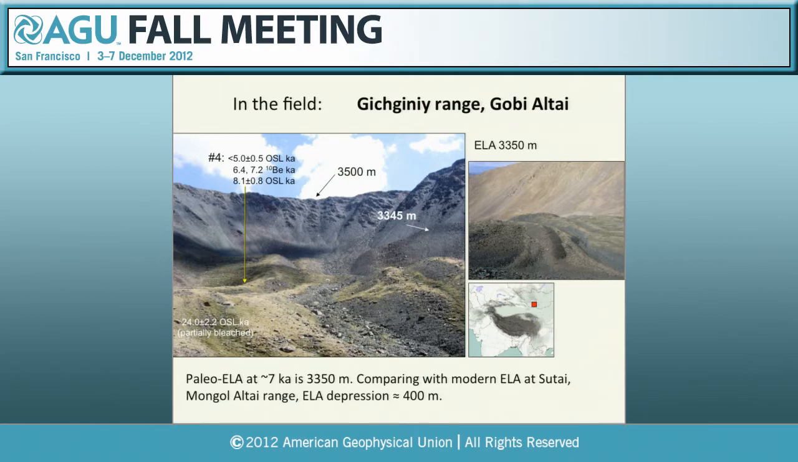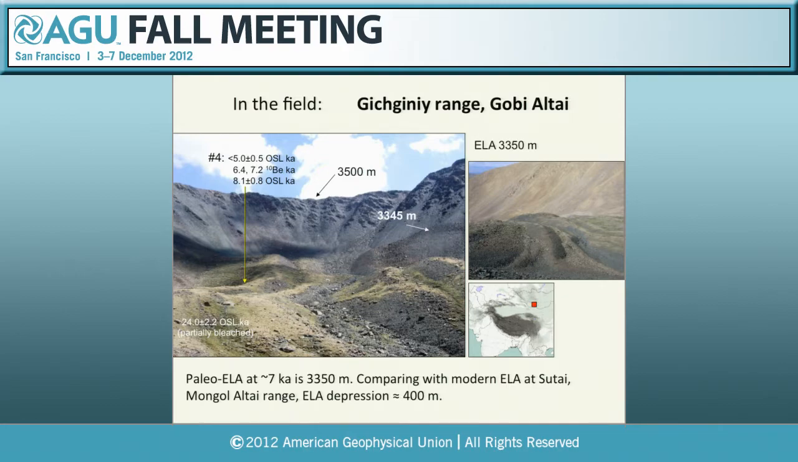And this is an example from Mongolia. This is the Gichkini Range in Gobi Altai. I forgot to mention the index map. We've discovered 5 sets of moraines in this small cirque glacier, small valley, and there are no glaciers now. The peak is 3,500 meters high, and the very recent moraines are at 3,300. And then the number 4, or the latest maximum advance, was about 7,000 years ago. So there's no stage 2 advance here.